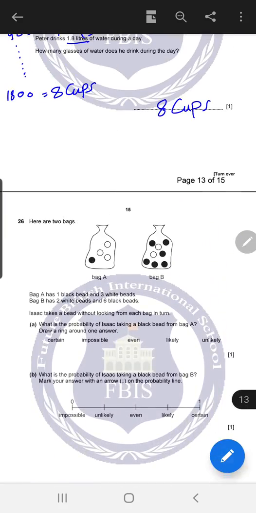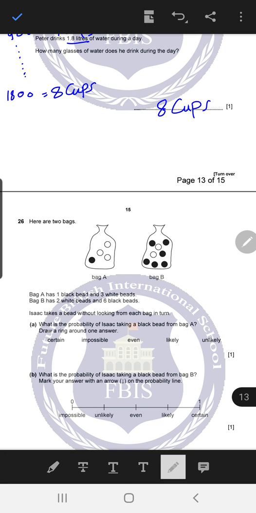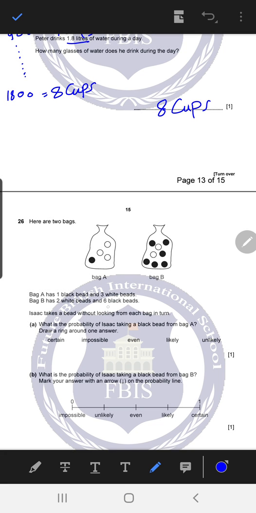This is the last page. It's about probability. Bag A, 3 white, 1 black. Bag B, 2 white and 6 black. What is the probability of Isaac taking a black from bag A? It's 1 out of 4.